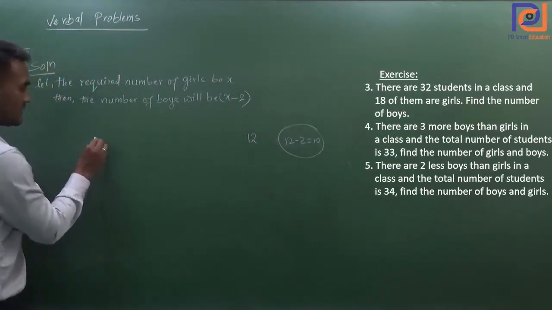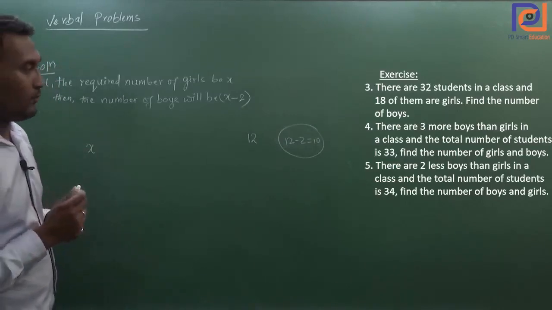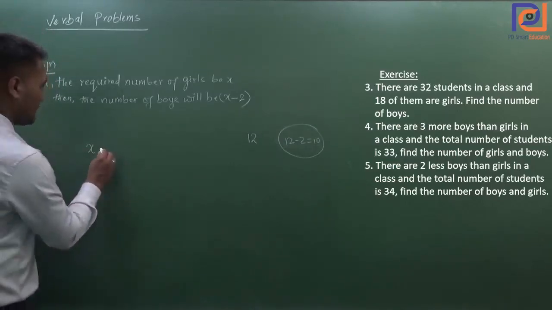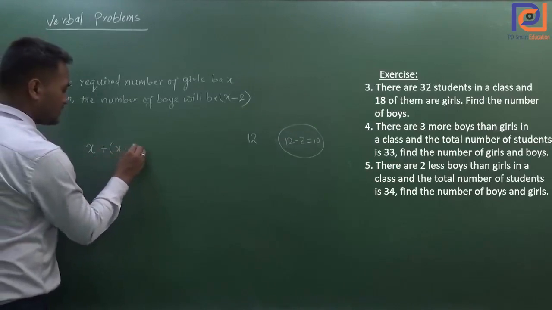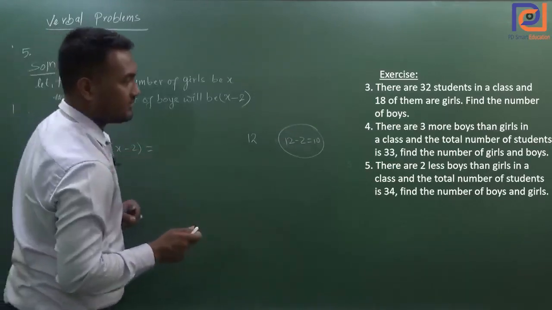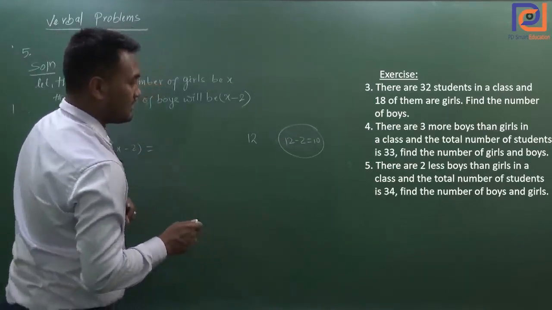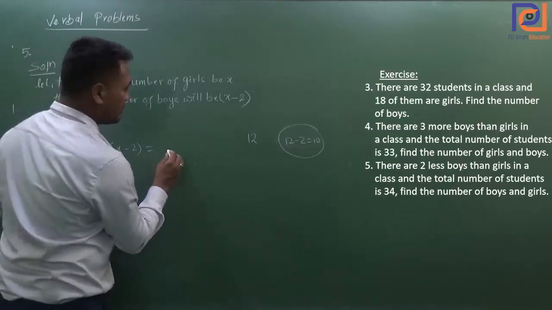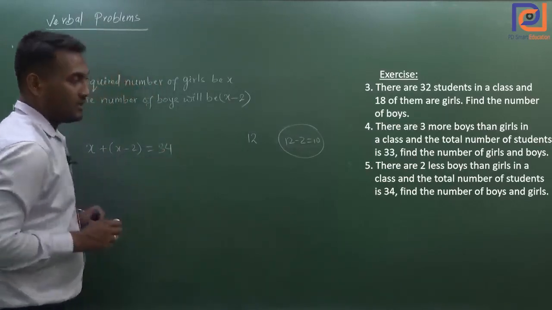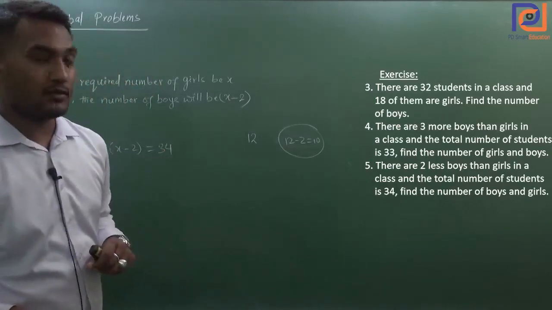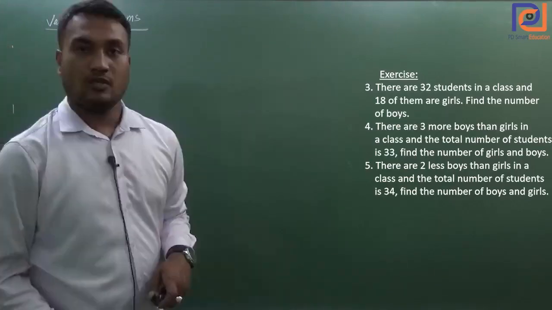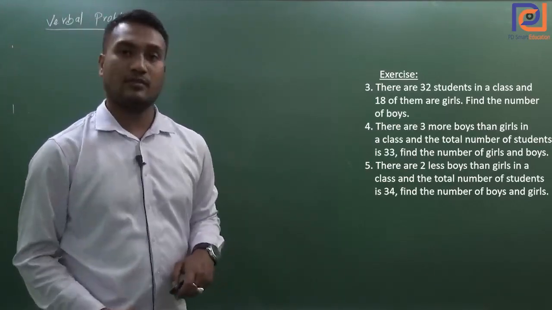You do it in process as I have explained before. So x plus x minus 2 is equals to, there is given number of boys plus number of girls equals to 34. This is the total number of students. There is given the total number of students. So in this way you can do it. So solve the question number 5. Moving to the next question.